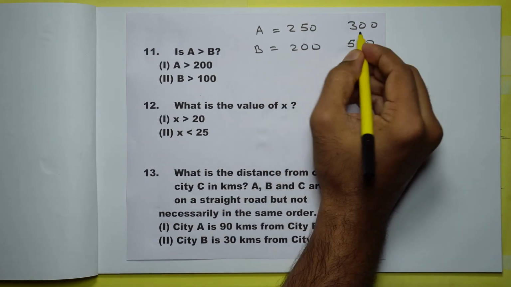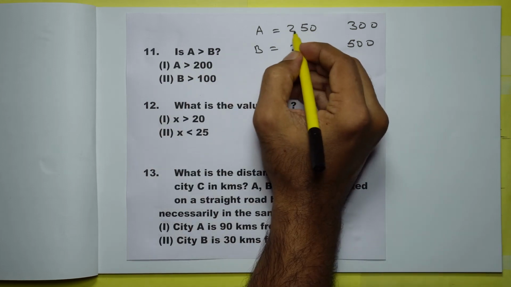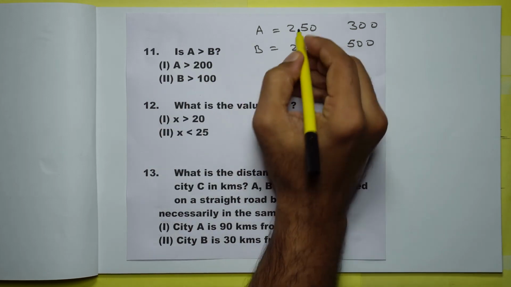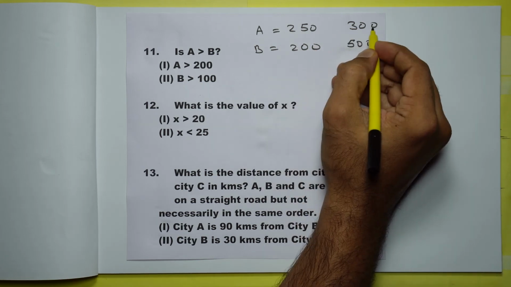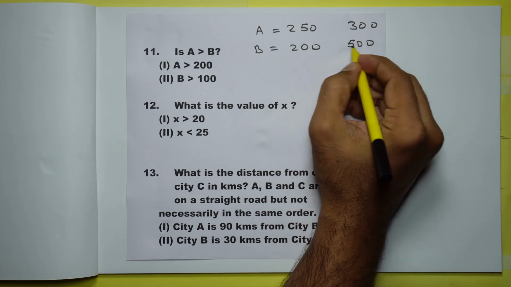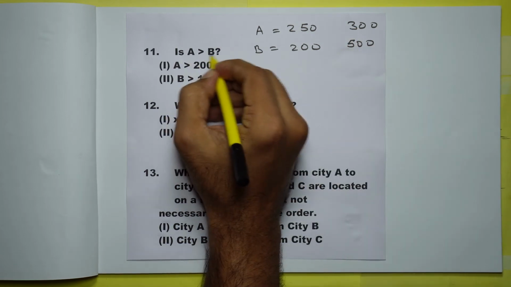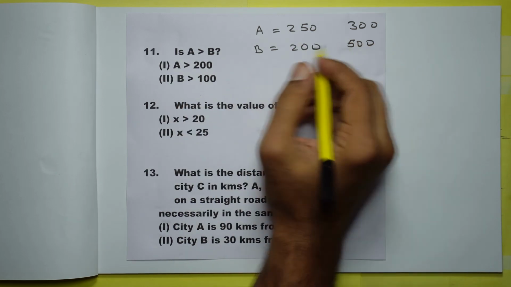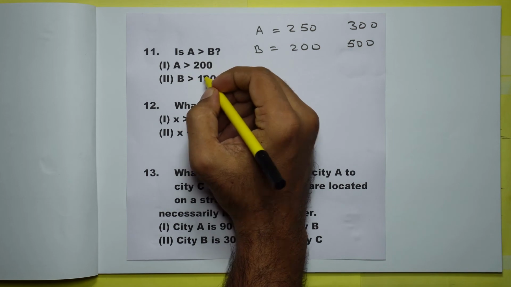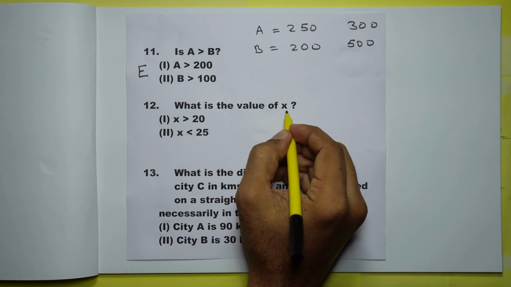So, let us look at these two possible values. Is A greater than B? Now, A can be 250, B can be 200. So, A can be greater than B. Yes, it is possible. Or another possible values, A is 300 and B is 500. So, in this case, A is less than B. So, is A greater than B? We don't know. Maybe yes, maybe no. So, even with both the statements, you wouldn't know. So, insufficient data E.